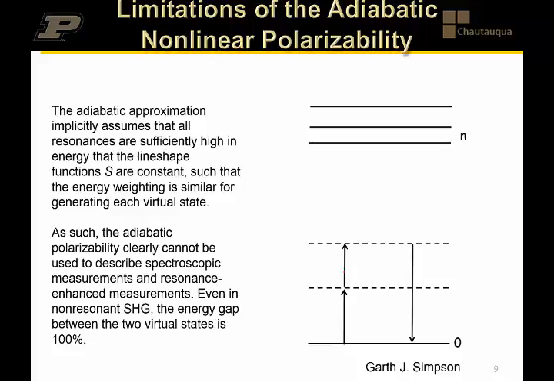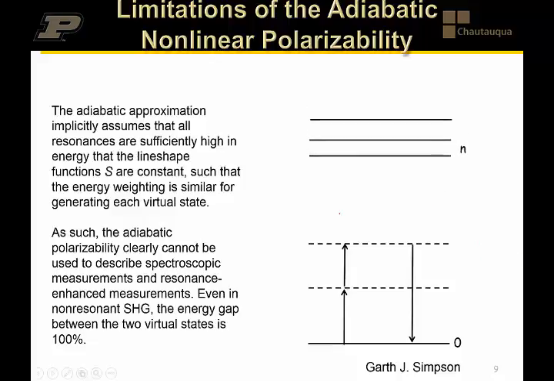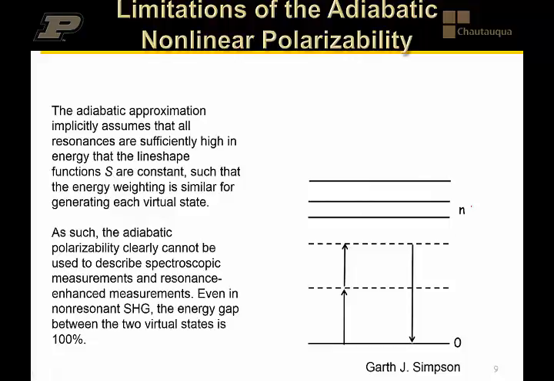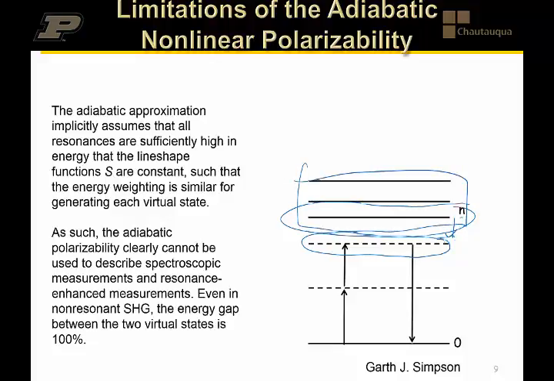Okay, one of the big limitations of the adiabatic nonlinear polarizability, however, is the fact that it doesn't actually describe resonant phenomena. So if there are real resonances in the system where the excited states start to approach one of these two virtual states, for example, shown here with respect to the doubled frequency, then that approximation can break down. And the reason, conceptually, is that we make these virtual states through linear combinations of the real states, because these are not stationary states of the system themselves, they're transient states.